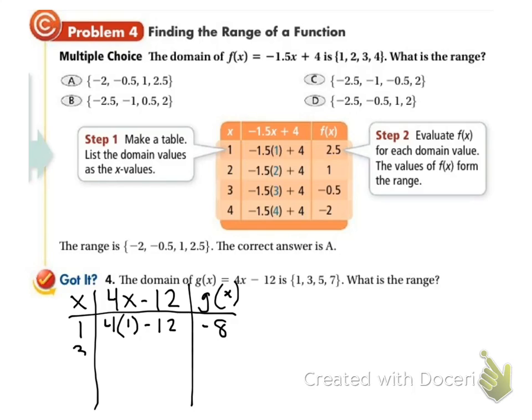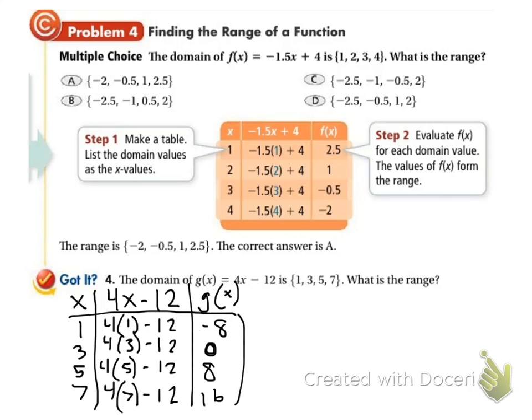If I plug in 3, my next number, 4 times 3 minus 12. Well, 4 times 3 is 12, minus 12 is just going to be 0. Then I'll plug in 5. 4 times 5 minus 12. 4 times 5 is 20, minus 12 is going to give me 8. And finally, I'll plug in 7. 4 times 7 minus 12. 4 times 7 is 28, minus 12 is going to be 16.